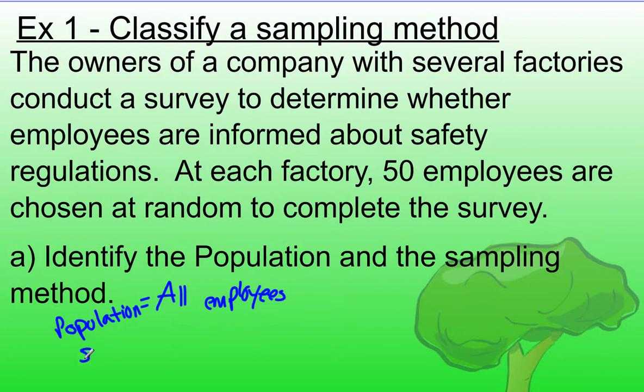And in this case, the sampling method would be stratified because they're saying they're going to ask people from each factory. So one factory might have 100 people, one factory might have 500 people. So not everybody has the same exact chance of being selected. So this would be a stratified random sample.